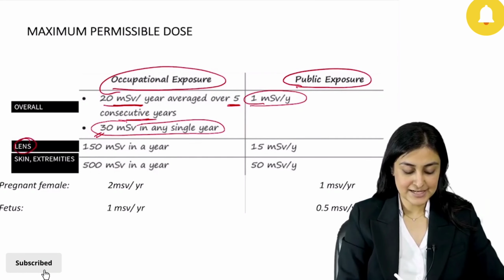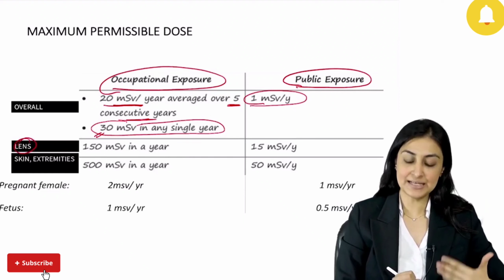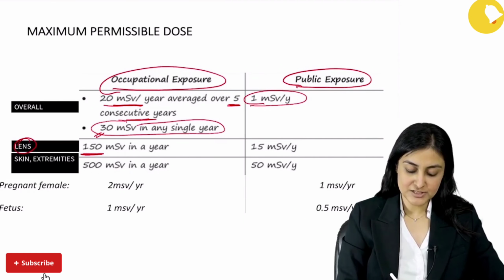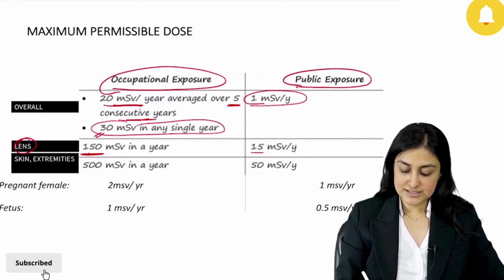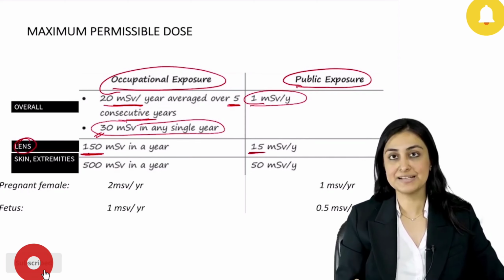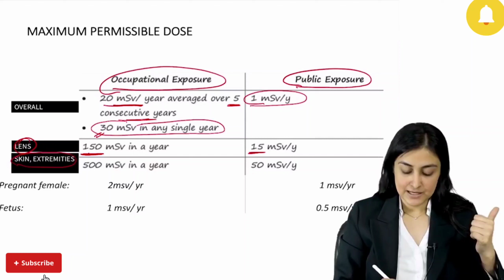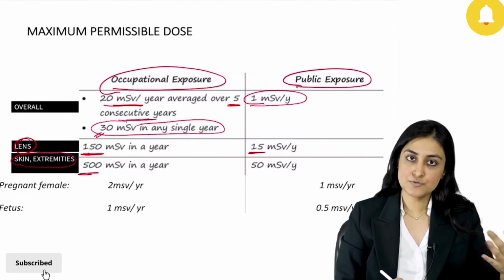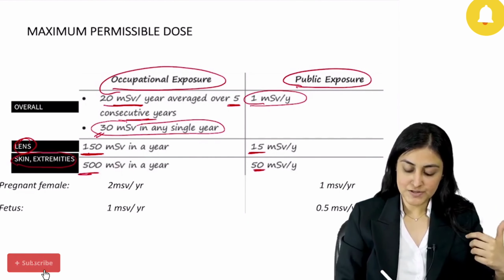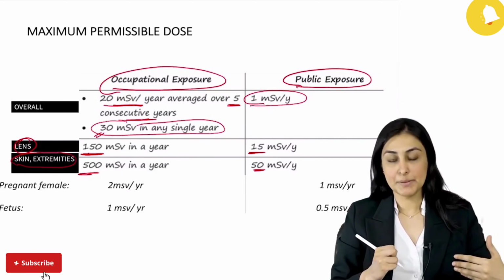Now we have lens exposure guidelines which are given separately. So for occupational worker, it's 150. Just remove a 0, it becomes 15 for public exposure. A higher cutoff is given for skin and extremities, wherein it is 500 millisieverts for occupational worker, and you remove a 0, it becomes 50 for public.